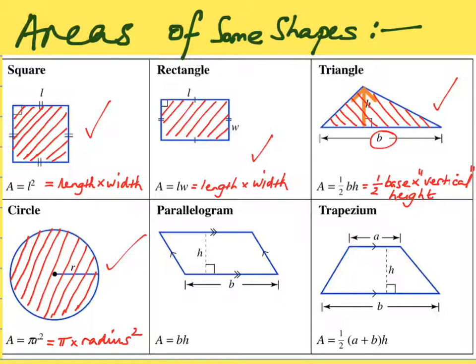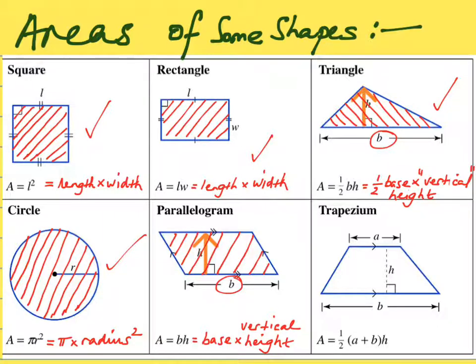But the formula is very easy. It's basically the base times the vertical height again, the same as we used in the triangle. So the vertical height is that thing. If you use that formula for a parallelogram, you will get its area. Voila! Very good. We're happy with that? Yes, we're delighted.